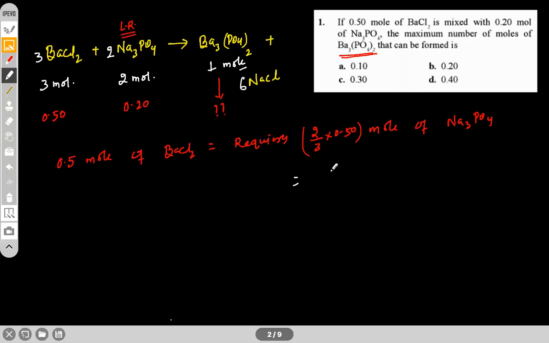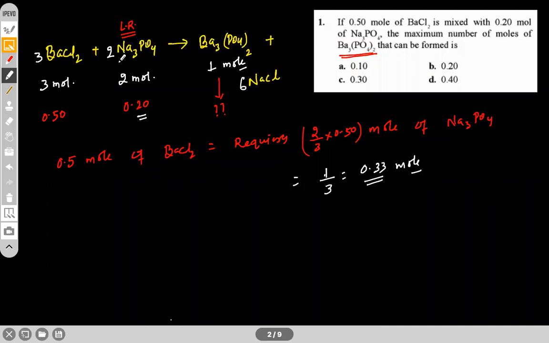This value is what? 1 by 3. That is 0.33 approximately mole of Na3PO4 required. But in the question, it is only 0.2 mole given, right? So the number of moles of Na3PO4 in the given question is lesser than what is required. That's why this Na3PO4 will get consumed completely, and hence it is the limiting reagent of the reaction.